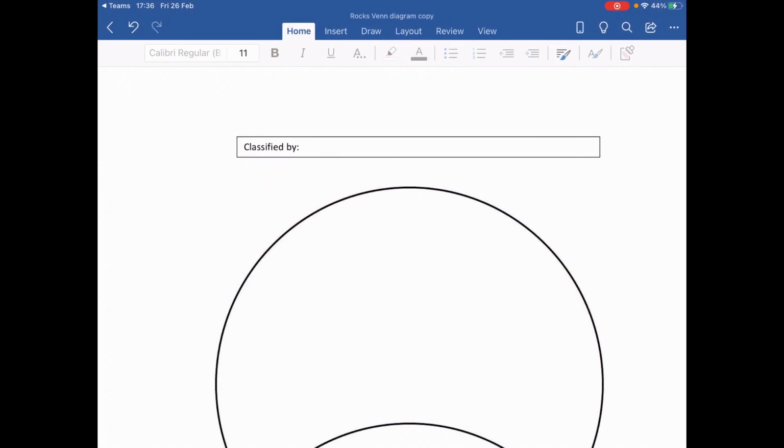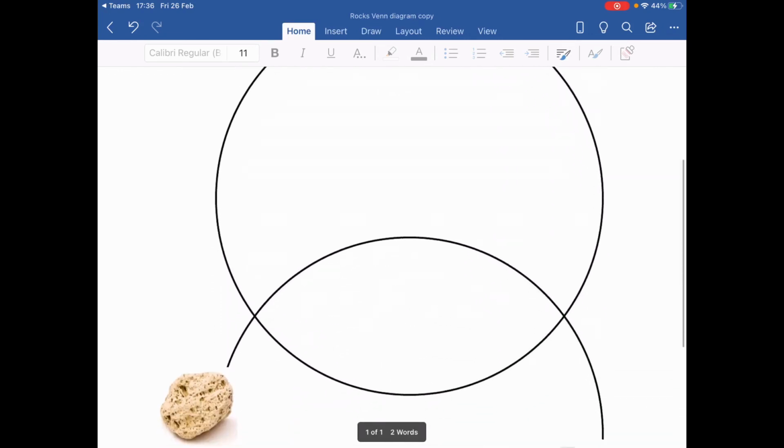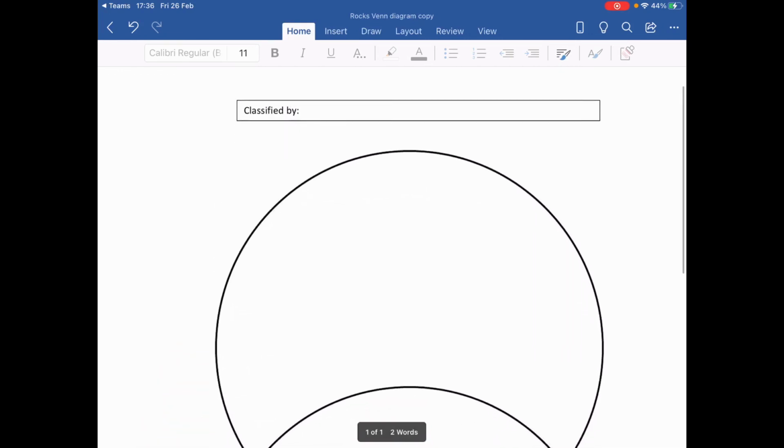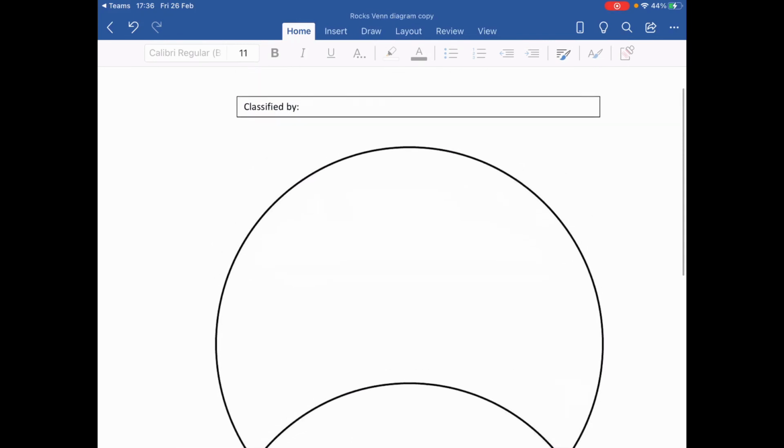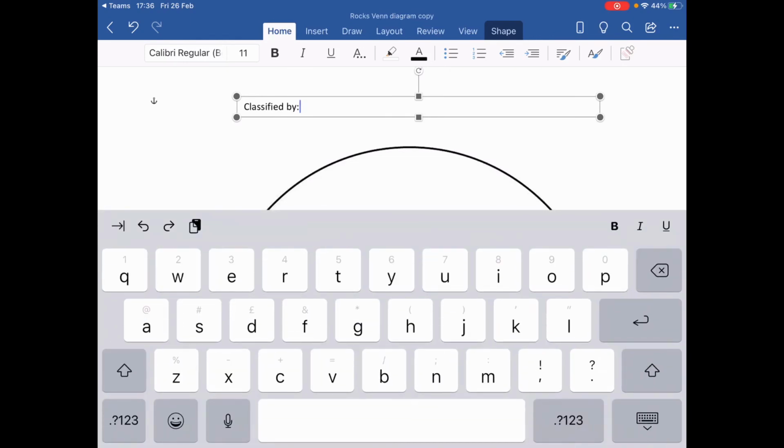When you look at your assignment today, it should look something like this. Now, this is our Venn diagram. We've put it in a vertical position, but that's okay. And at the top, you can write how you classified the rocks. So you could maybe put by color, or however you feel like classifying them.